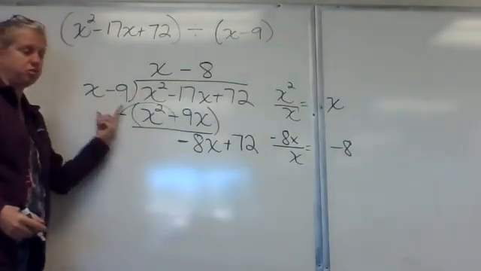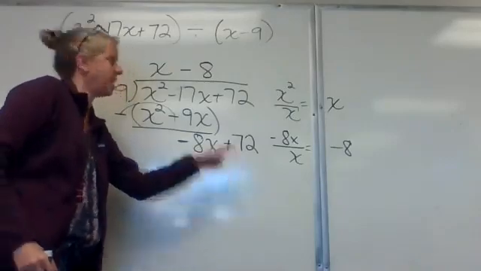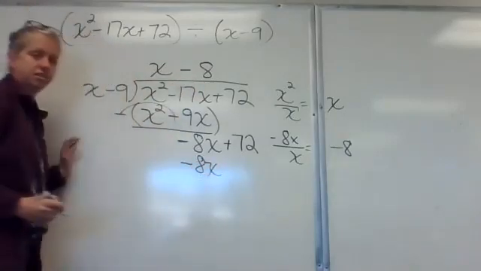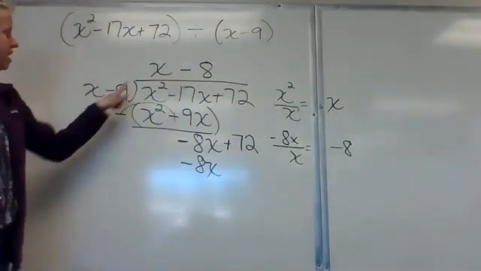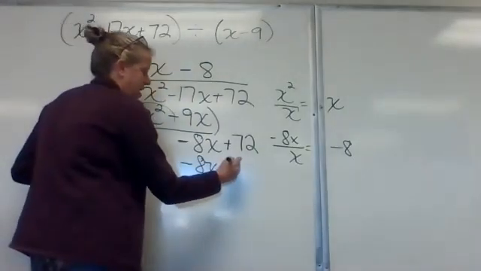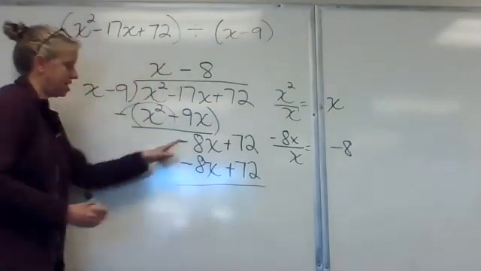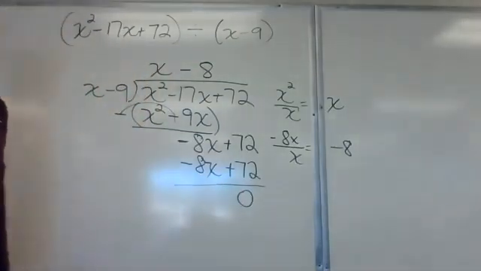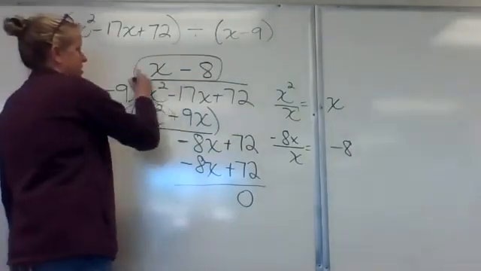Multiply this times both of these. Put your answers here. So negative 8 times x gives me negative 8x. Negative 8 times negative 9 is positive 72. So once again, if these are exactly the same, you do not have a remainder. So x minus 8 is your answer.